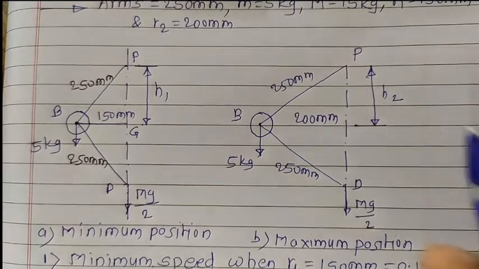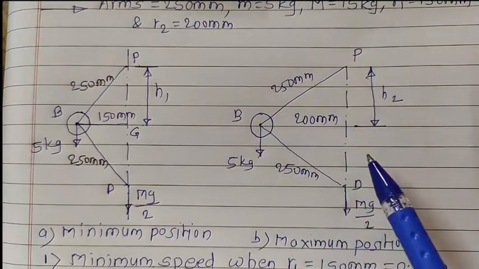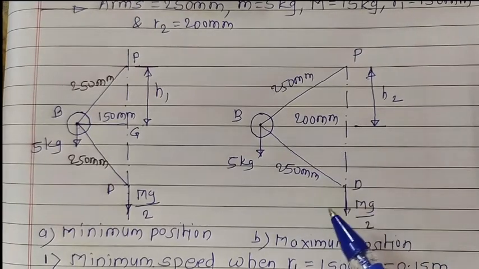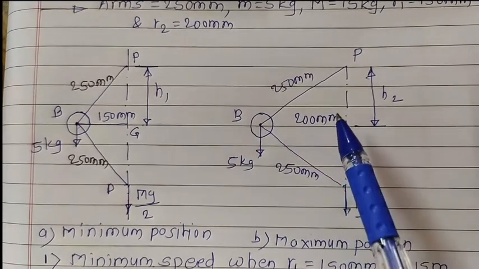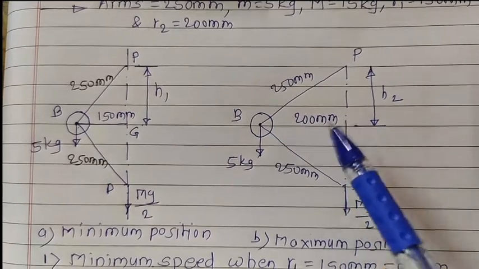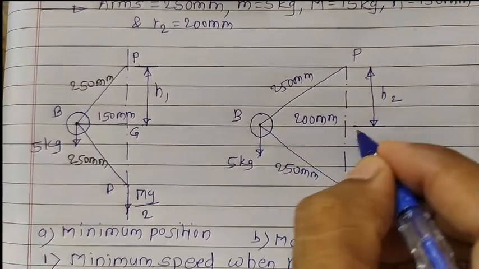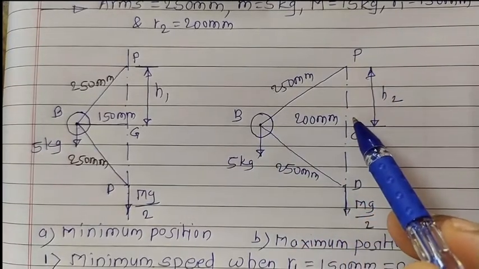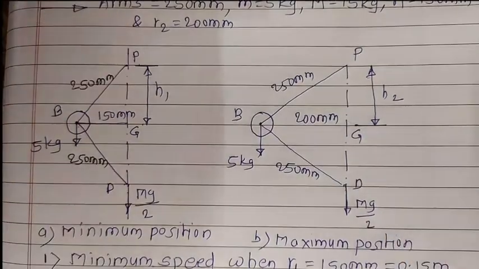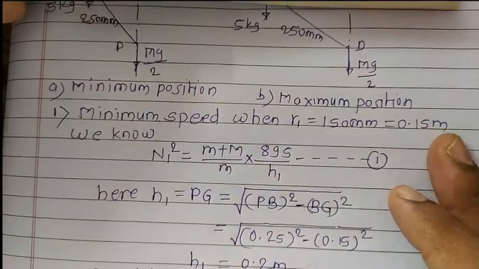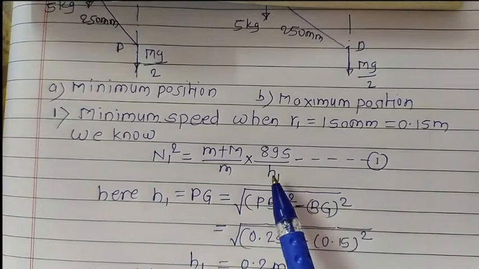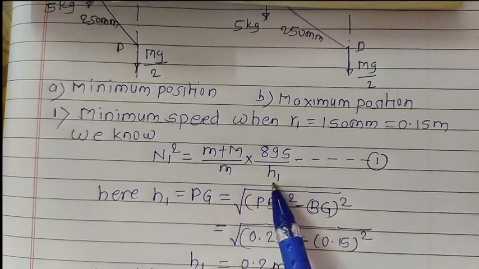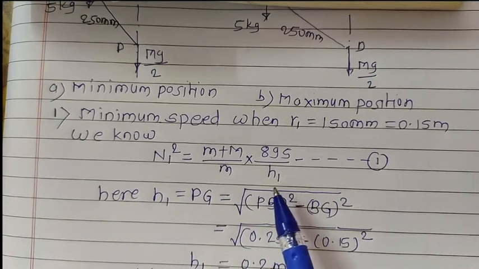Now corresponding to this maximum position, get the value of speed, that is N2. This can be done by using this triangle BPG. First of all, get the value of h2, and similarly just substitute the value of h2 into this equation by changing the suffix 1 as 2 and h1 as h2.